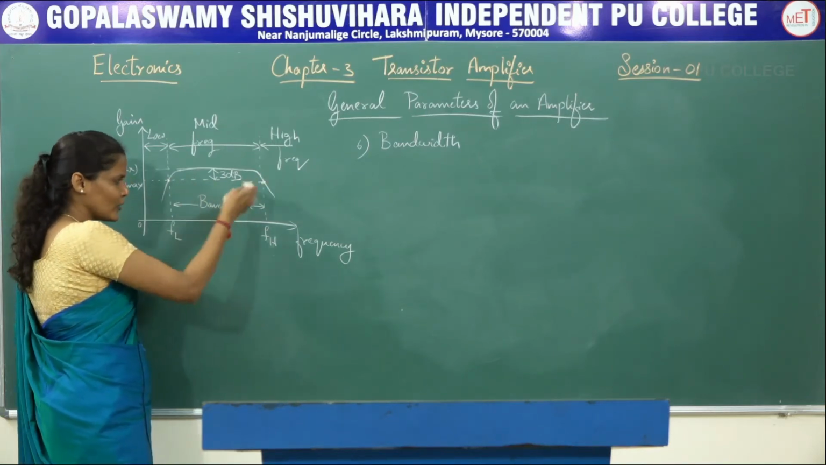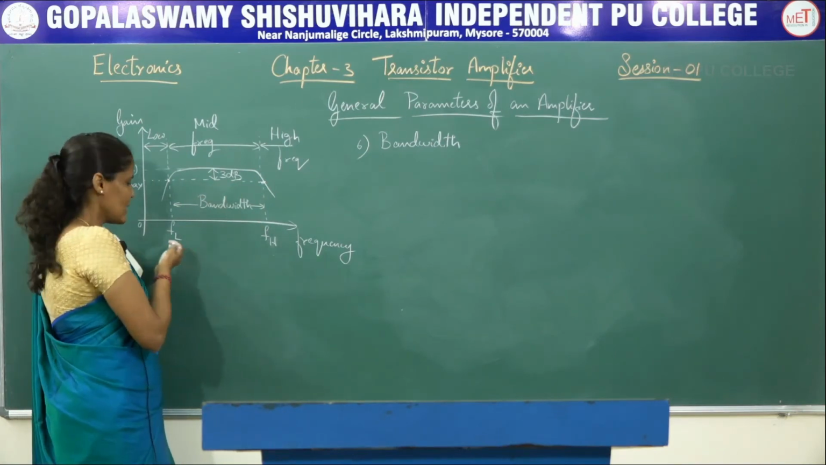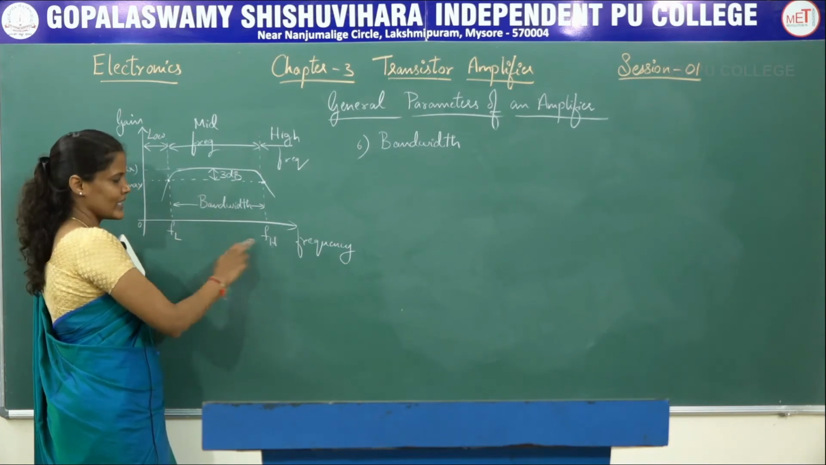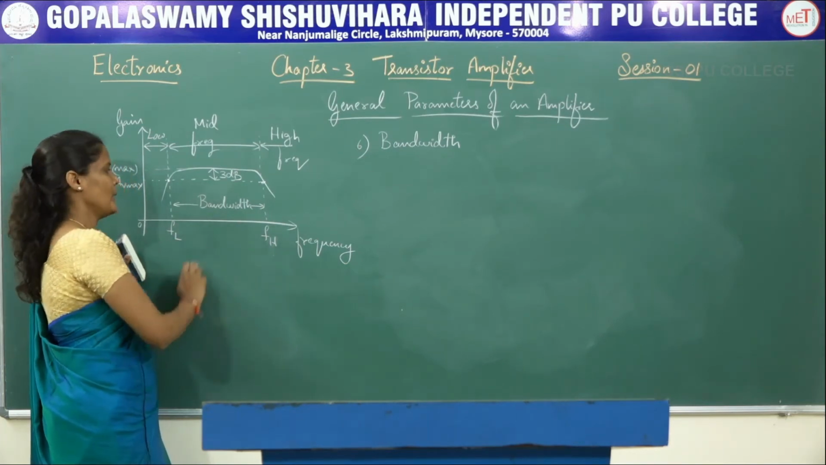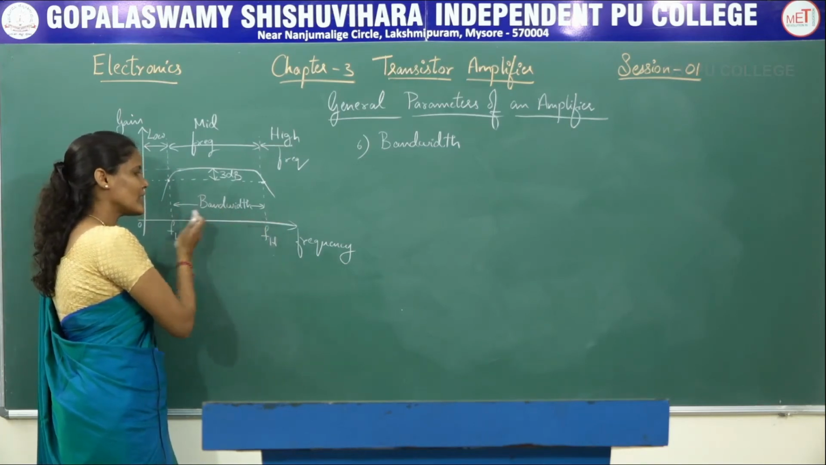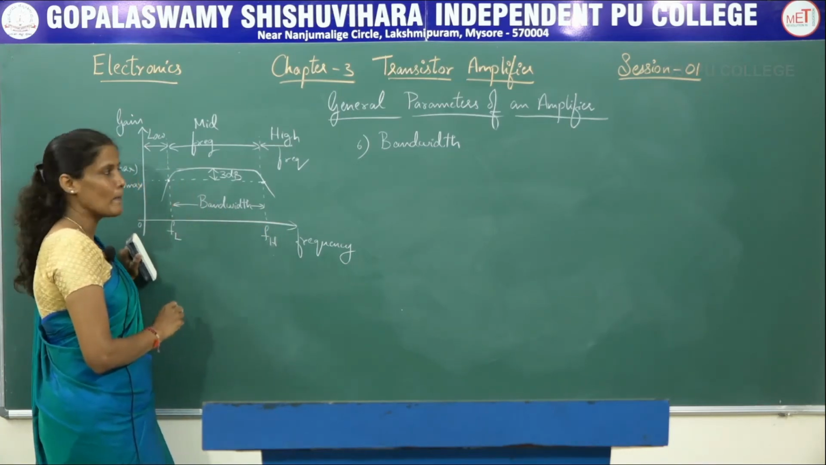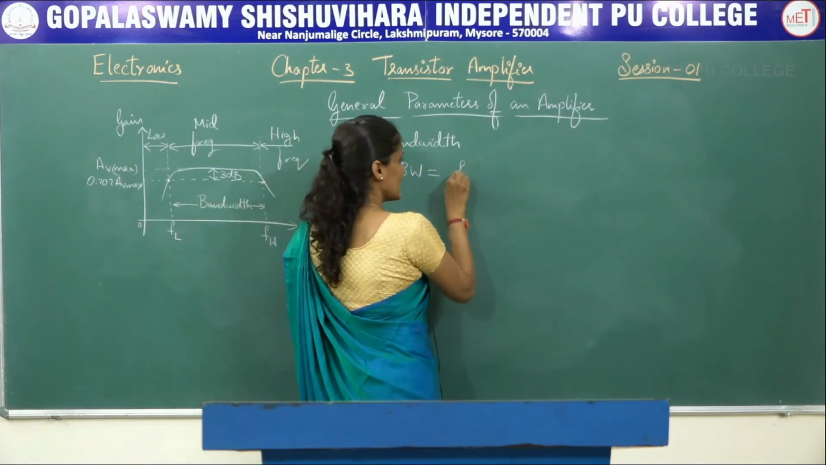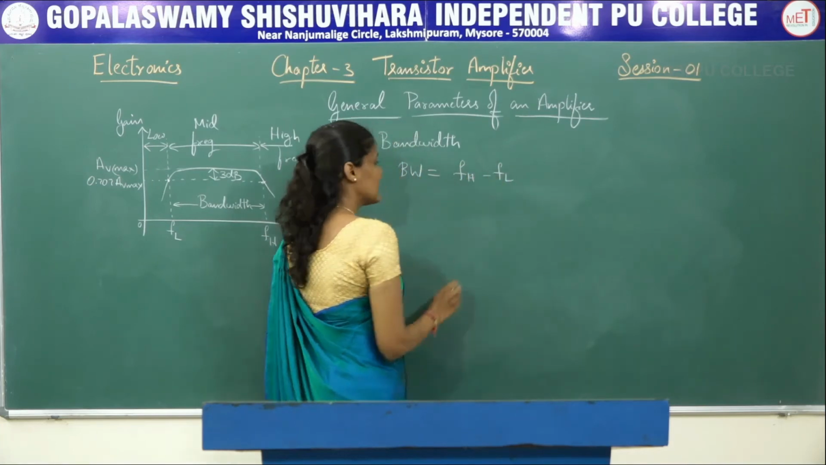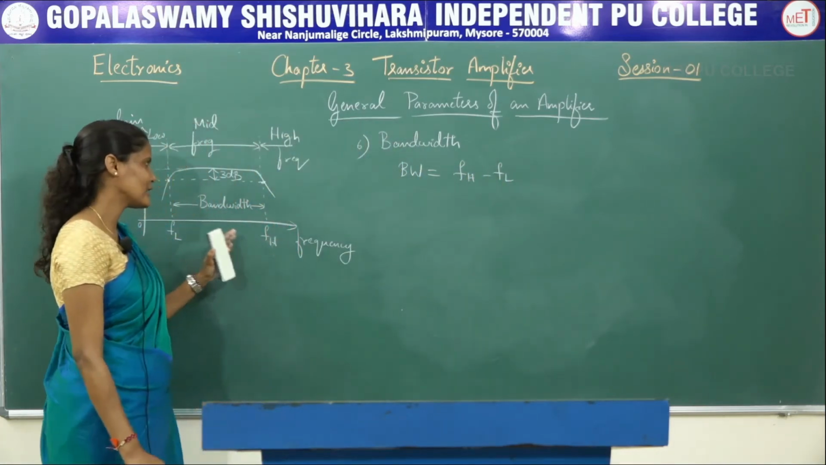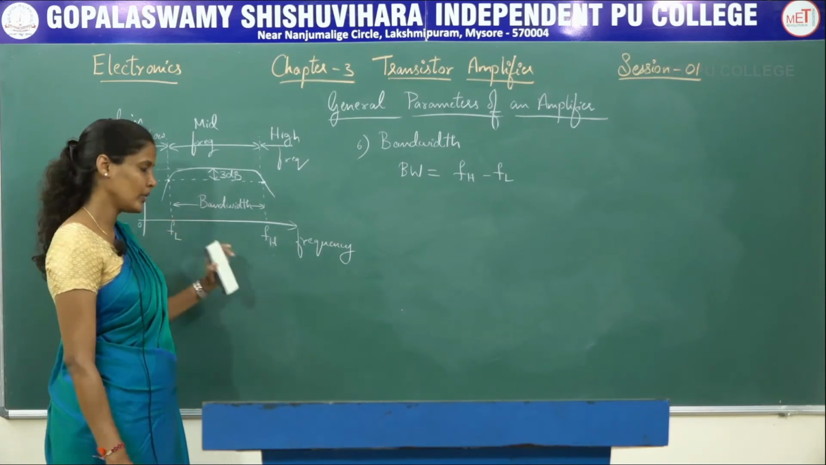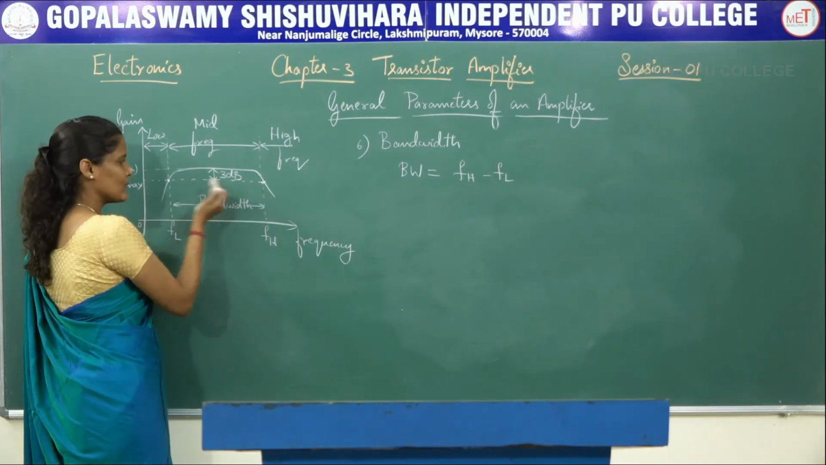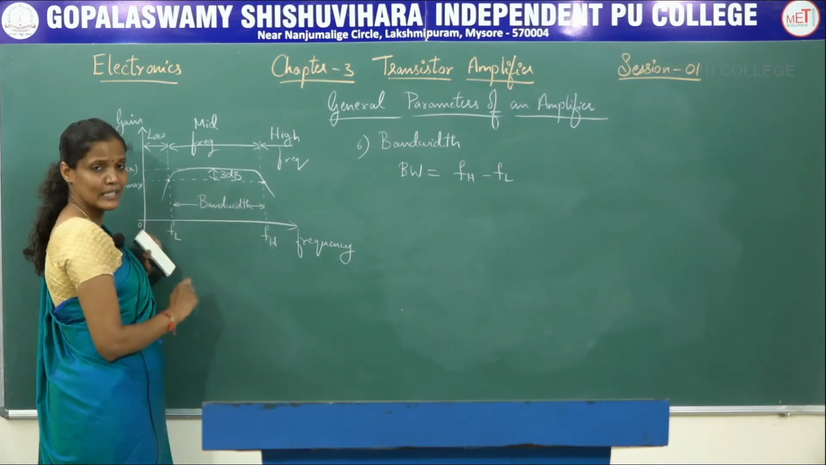From those 2 points we are going to drop 2 vertical lines which will be called FL and FH, that is the lower cutoff frequency and the higher cutoff frequency. The difference between these 2 frequencies is called the bandwidth. So bandwidth is denoted by BW, which is FH minus FL, the difference between the higher cutoff frequency and the lower cutoff frequency. The frequency range which lies between these 2 points is the bandwidth.